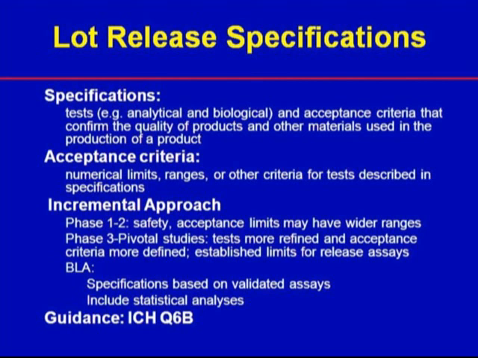For your BLA, the assays used for final product lot release specifications must demonstrate accuracy, sensitivity, specificity, and reproducibility through validation and should include solid statistical analyses as outlined in the CGMPs. ICH guidance document Q6B describes recommendations for setting specifications for biotechnology and biological products. While this guidance document was not written with cell and gene therapy products in mind, the general principles outlined can be applied.